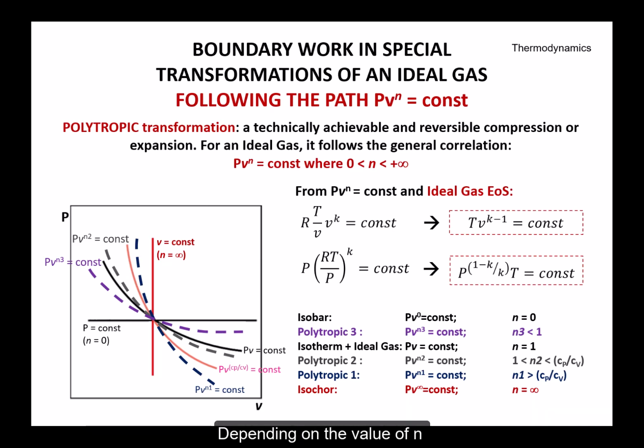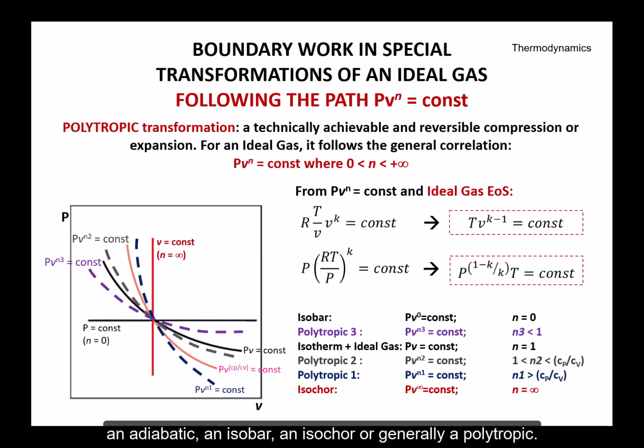Depending on the value of n and whether the fluid is an ideal gas or not, the transformation can be an isotherm, an adiabatic, an isobar, an isochord, or generally a polytropic.